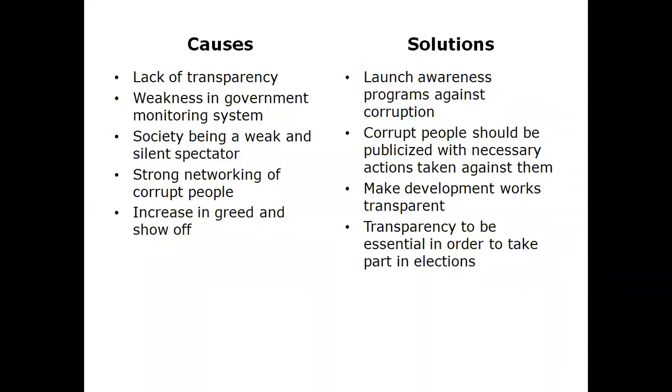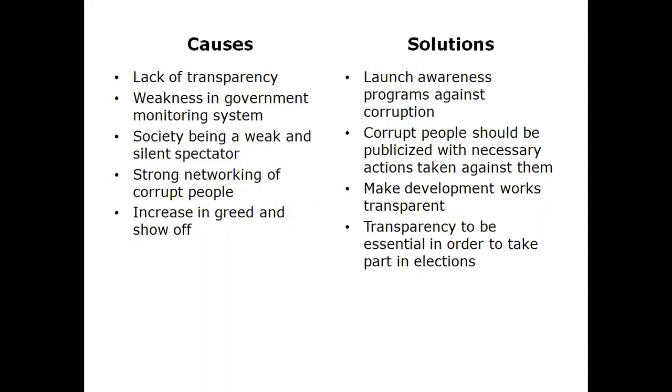Due to the weak monitoring system of the government, corruption is happening a lot, and the society is a weak and silent spectator. It can do nothing except just wait and watch. There's a strong networking of corrupt people and an increase in greed and show-off.